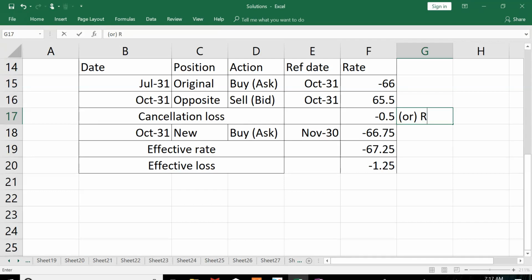How much is the exposure? Rupees 1,50,000. So I'm going to lose 3,75,000 effectively. Sorry, 1,50,000 on cancellation. Effectively, the loss is 3,75,000.